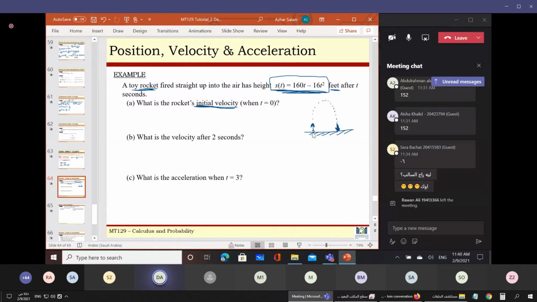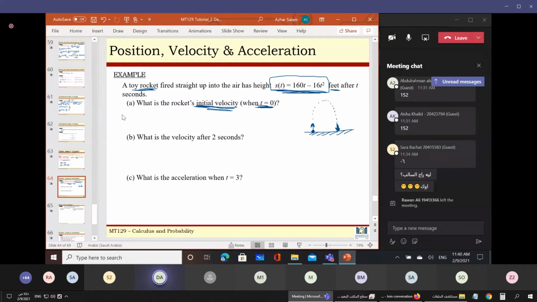The initial velocity means at this point. At this point, no time has begun, so before it began moving, the time was 0. I will use t equals 0, even without it being given in the question. Initial velocity means substituting with t equals 0.